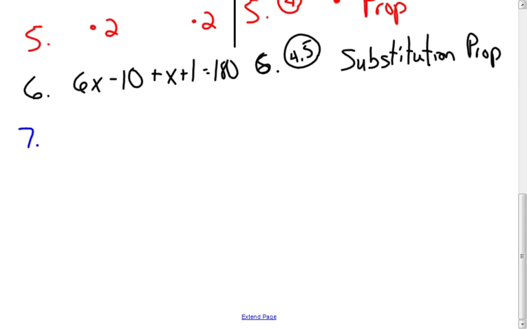I'm going to put some things together. I'm going to put all my x's together and all my constants together. So 6x plus 1x is 7x. The negative 10 plus 1 is going to put me at negative 9. And then that's still going to equal 180 degrees. I did nothing more than substitution again. I replaced the 6x and x with 7x, the negative 10 and the 1 with negative 9. So substitution, using my ditto marks, and I need line 6.